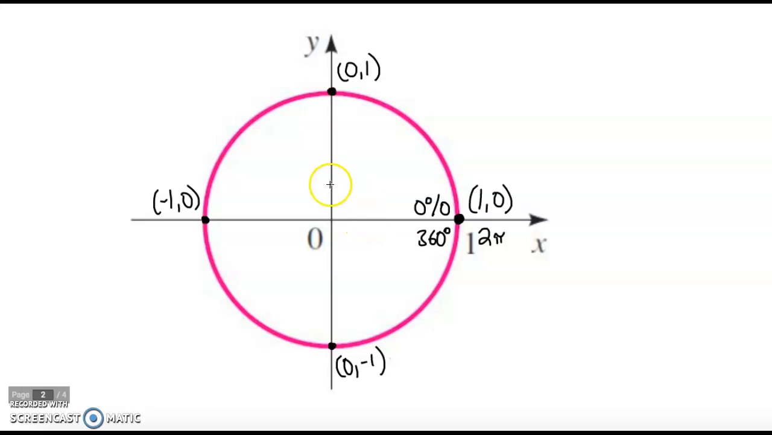If you go a quarter of a circle, that's 90 degrees, or pi over 2 radians. Half of a circle is 180 degrees, or pi radians, and this should look familiar. This is our conversion factor, or conversion proportion, we use to change degrees and radians back and forth. And then 3/4 of a circle is 270 degrees, or 3 pi over 2 radians. Now we're going to talk about how you get the other points on your unit circle.